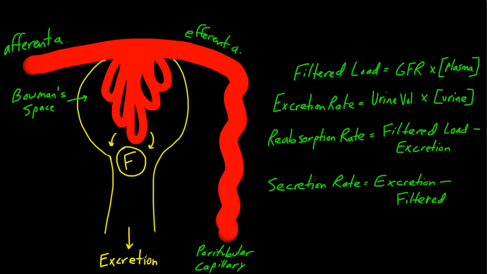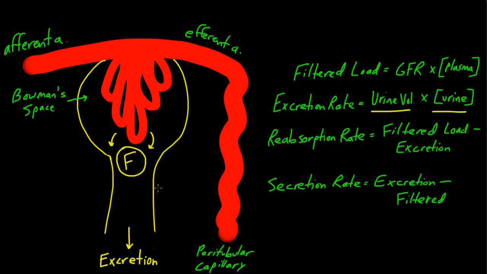And so a substance is excreted at a certain rate. You can measure that by simply taking the concentration of that substance in the urine, right? And just multiply that times the urine volume, and you'd get some sort of amount of substance that was excreted. Now, it's tough to measure reabsorption and rates of secretion directly, but we can measure it indirectly, simply by finding the difference between these two.